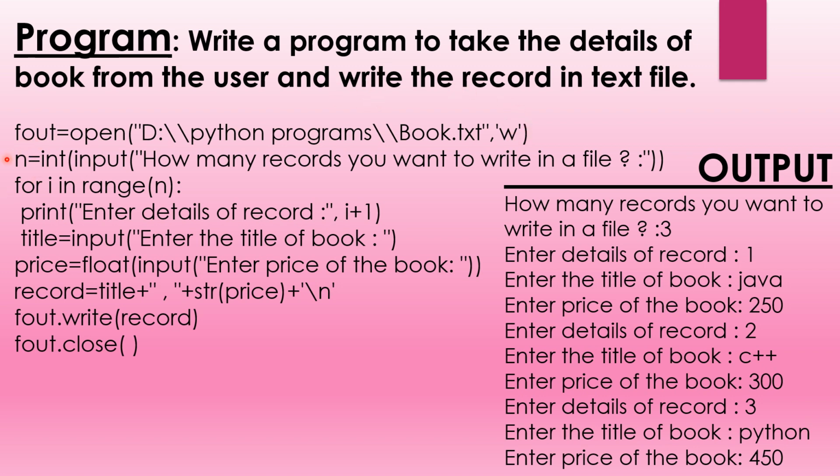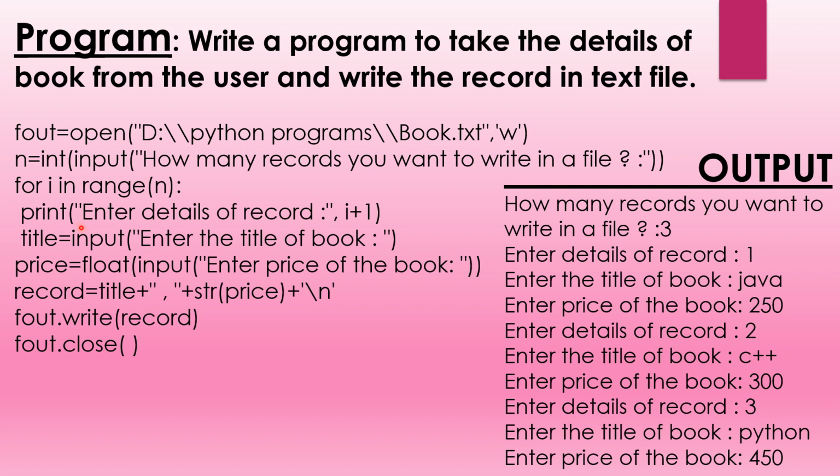Now here we are asking the user how many records they want to write in a file. As you can see in the output, it is printed: how many records you want to write in a file, and the user has input 3. Now here is for i in range n. What is the value of n here? n is 3, so the loop will run 3 times.